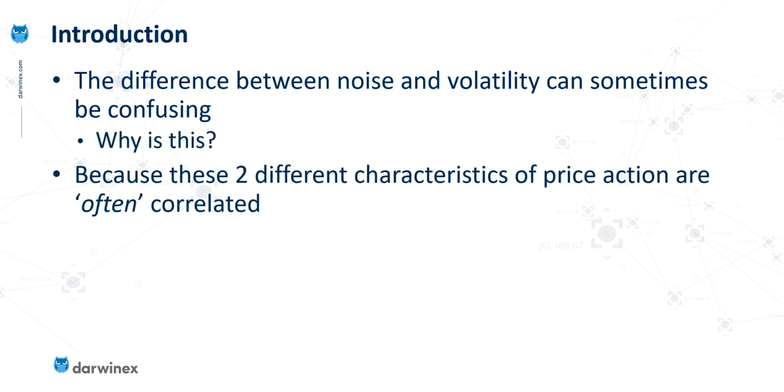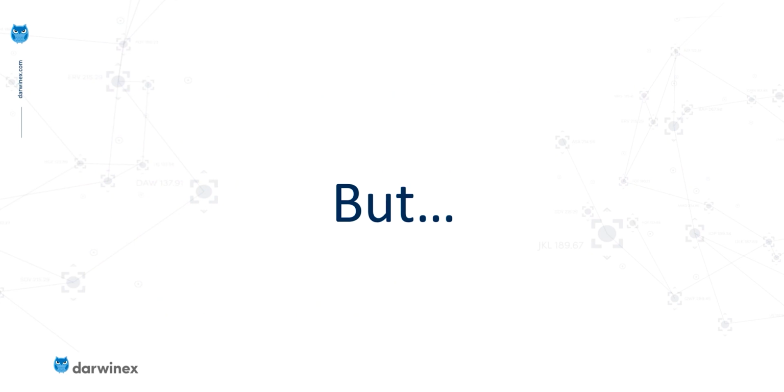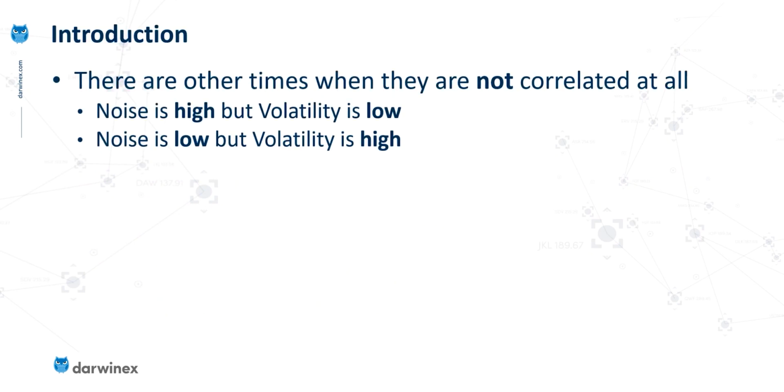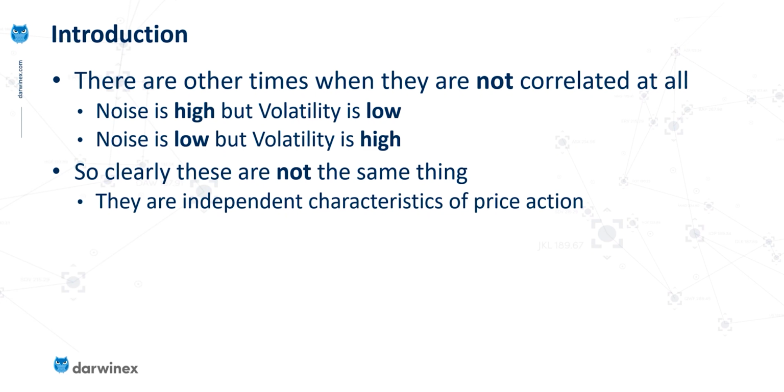Well, I think it's because these two different characteristics of price action are very often correlated. So in other words, when noise is high, volatility is also high, and when noise is low, volatility is low. But there are most definitely other times when they are not correlated at all. So we often see times when noise is relatively high, but volatility is low, and vice versa. So clearly, these two characteristics are not the same thing, and they do often act independently of each other.